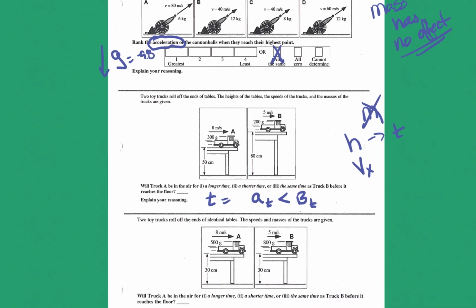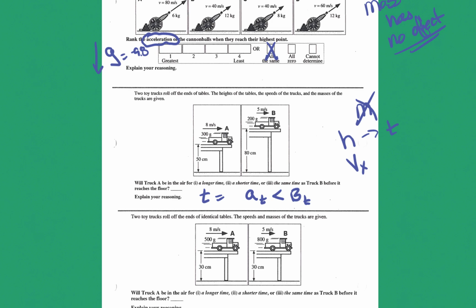And then one more. I have to pick it up just to see it better. Two trucks roll off the ends of identical tables. The speeds and masses are given. Now the heights are the same. So we've already established mass is not a variable, but now height of A is equal to height of B, so their heights are the same. Will A be in the air for a longer time, a shorter time, or the same time? I say the time for A is equal to the time for B, because the height determines the time in the air.